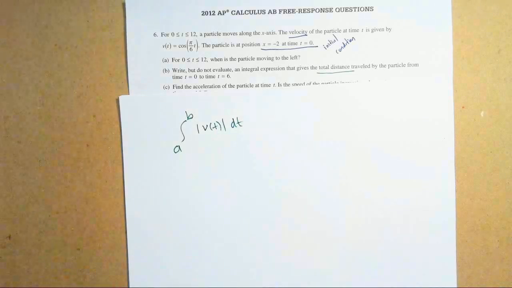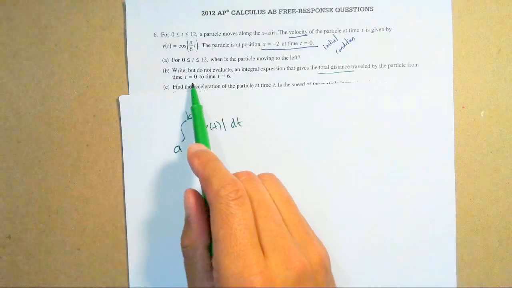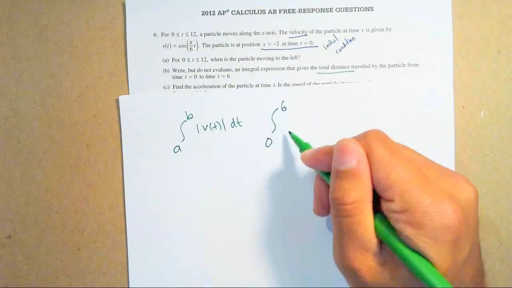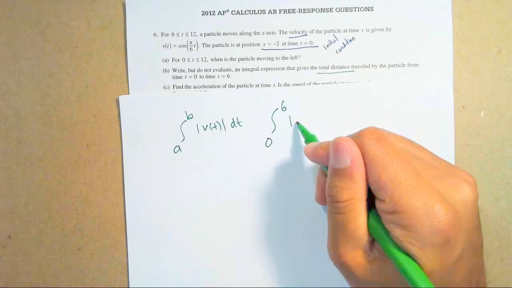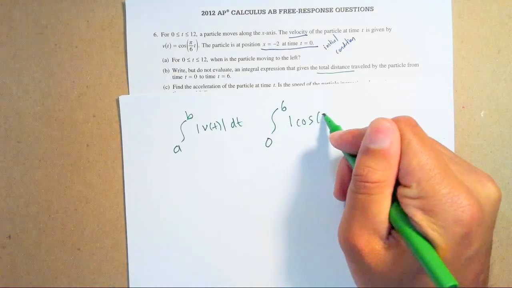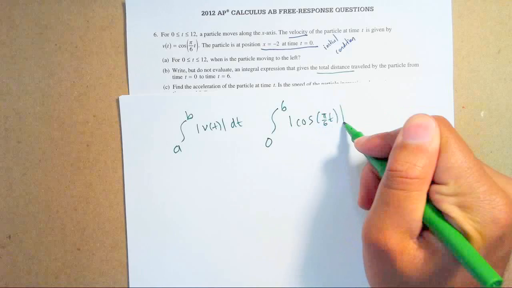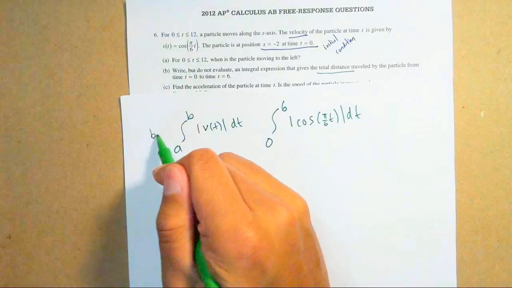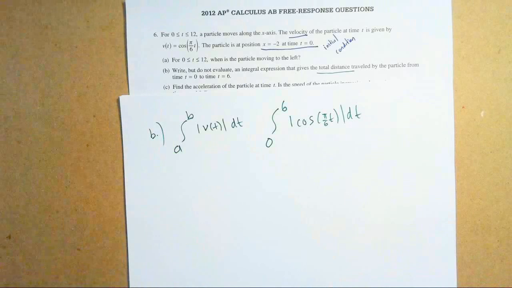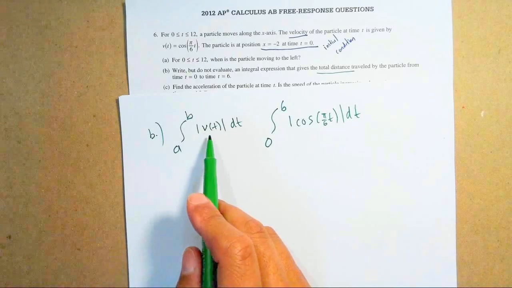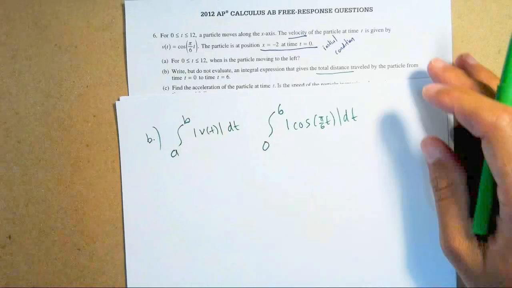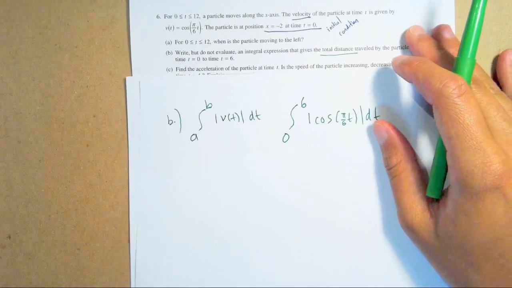Well, the good thing is they gave us from point A to point B. They tell us from the particle from time t equals 0 to time t equals 6. So I'm going to plug that in, 0 to 6, the absolute value of velocity, which you have the equation. So go ahead and plug in cosine pi over 6t dt, and you're done. And that's your answer. And that right there is part B. So if you didn't know that total distance is the absolute value of velocity from point A to point B, we wouldn't have been able to get this right. Okay? So then we're going to move on to part C.